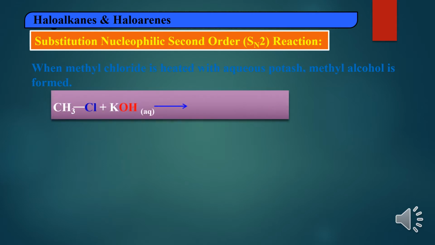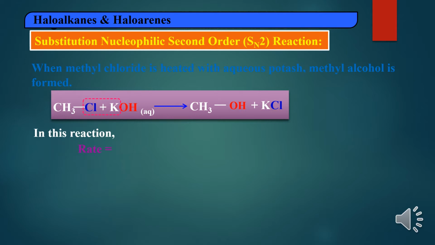That reaction we will write. CH3Cl is chloromethane or methyl chloride. It is reacted with potassium hydroxide or potash in aqueous medium. It gives rise to CH3OH, that is methanol, and KCl is a byproduct.